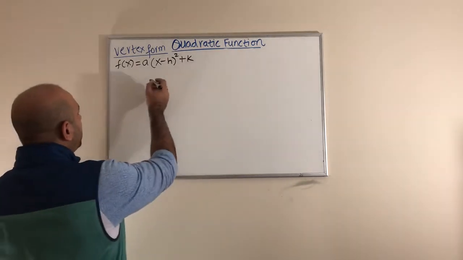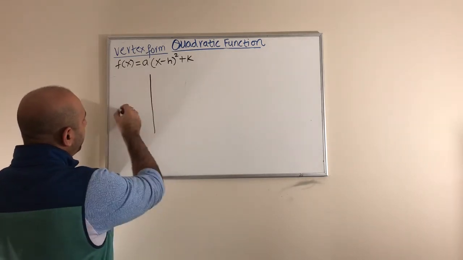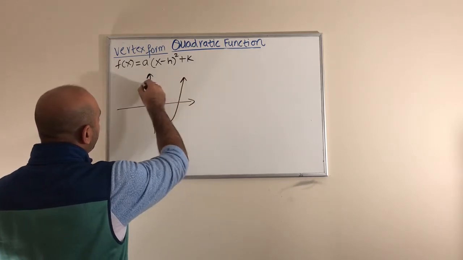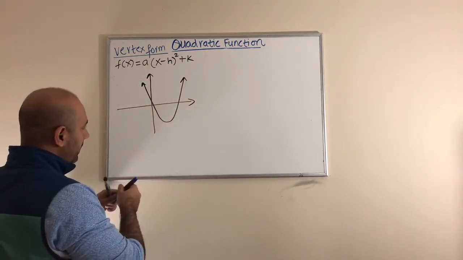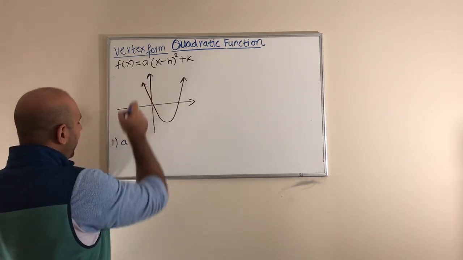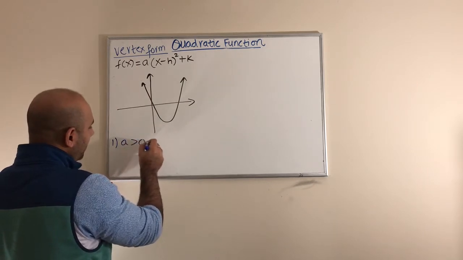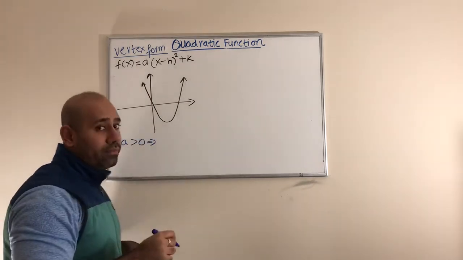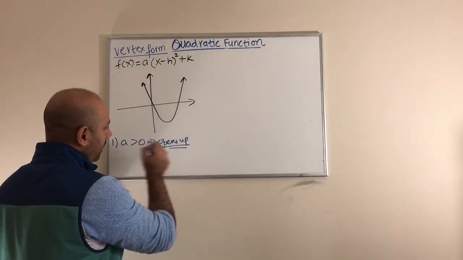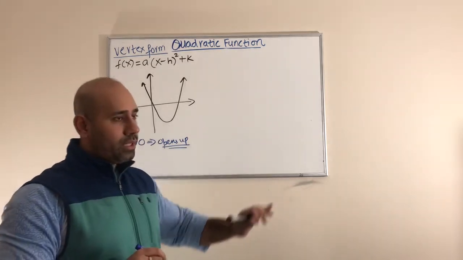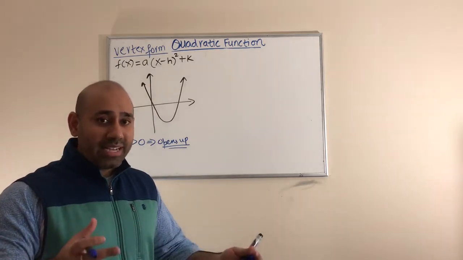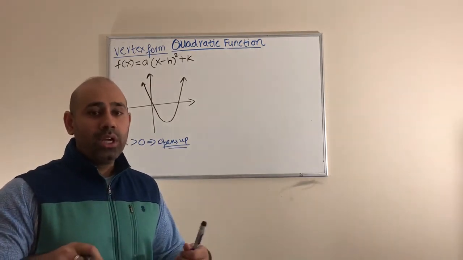So let's say we have a graph which opens up, looks like this. If it opens up, there are things that we have to keep in mind. Number one is, whenever the quantity a is greater than 0, that implies the graph of a quadratic function opens up. Similarly, when the value of a is less than 0, which means it's negative, then we already know that the graph is going to open down.